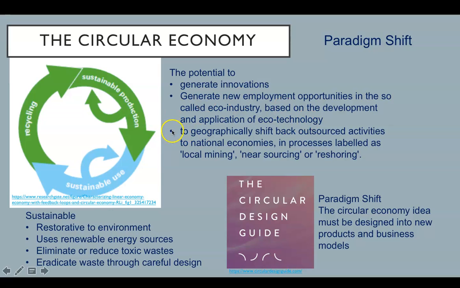This third advantage concerns the reduction of environmental damage due to less extraction of raw materials, less fossil energy use, and significantly smaller waste disposal problems. A circular economy is sustainable because it aims to be restorative to the environment. It uses renewable energy sources, it seeks to eliminate or reduce toxic wastes, and it aims to eradicate waste through careful design.